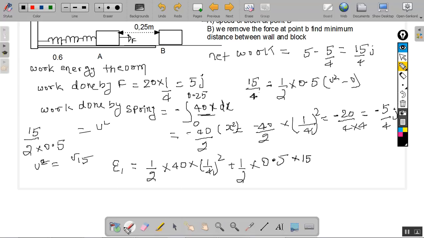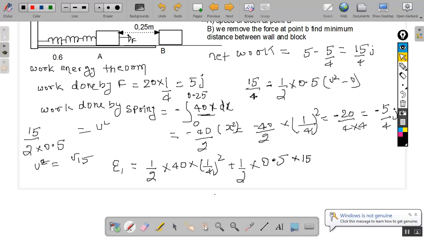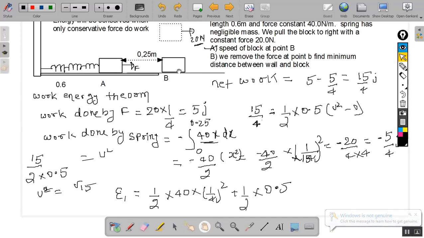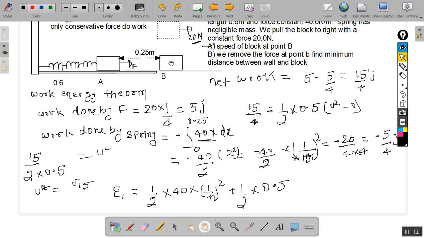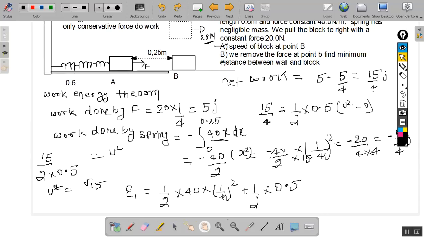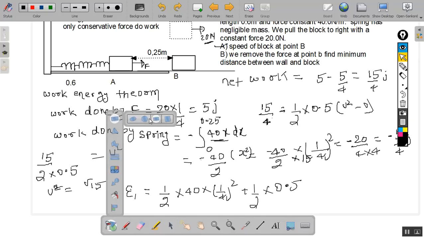And here we have to find out what is happening here. After you left it, the velocity is in this direction, so it will move some distance along this, and after that it will start moving along this, and after some time it will reach some position here. Let me draw the diagram. We have to find out what this position is with respect to the equilibrium point, and then we'll find this distance.